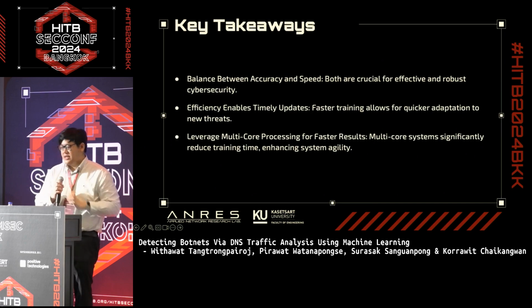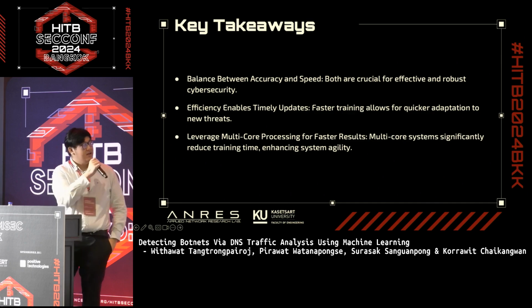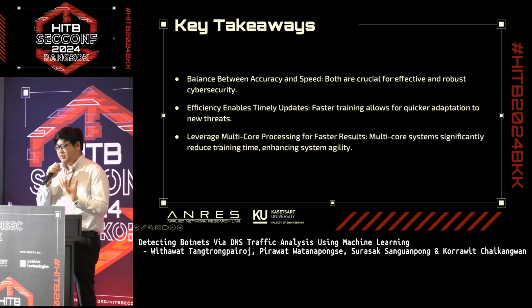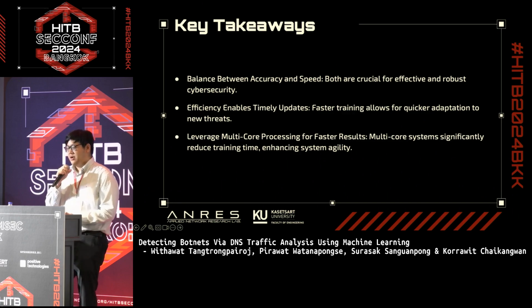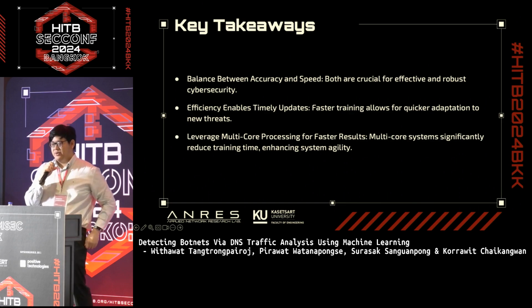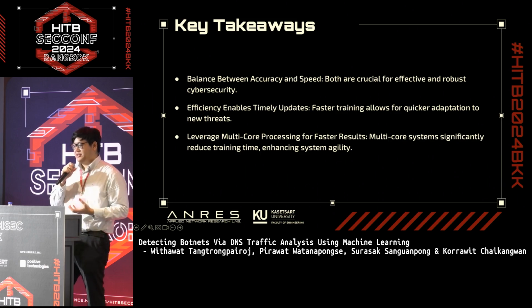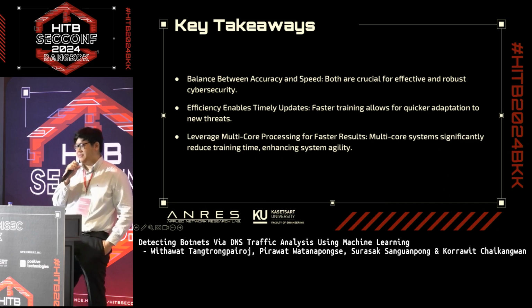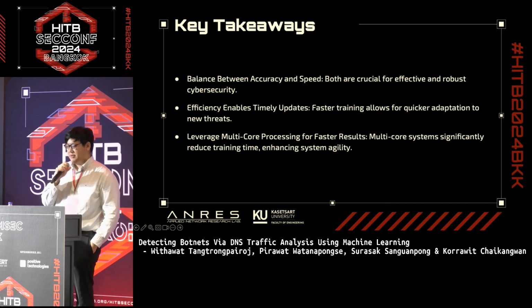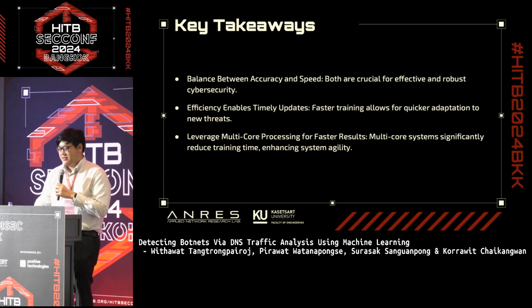Now here are three key takeaways from this presentation. First, balance is the key. Your model needs to be both accurate and fast to ensure strong cybersecurity. Second, efficiency is crucial: faster training time means quicker updates, which help you stay ahead of new threats. And lastly, use multi-core processing. It can significantly cut down the training time, making your system more agile and responsive. Keep these three points in mind when you build and refine your machine learning models.